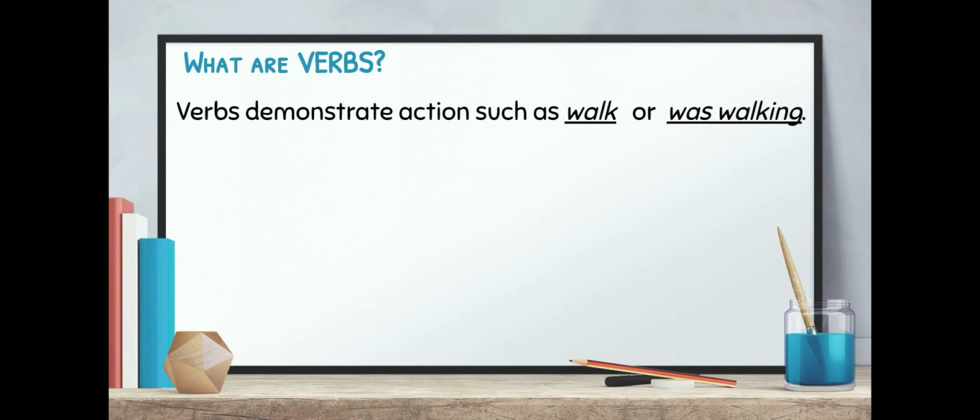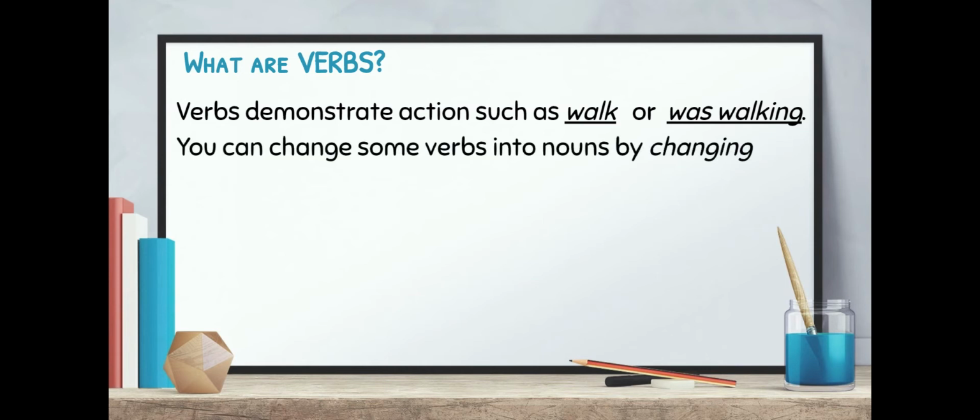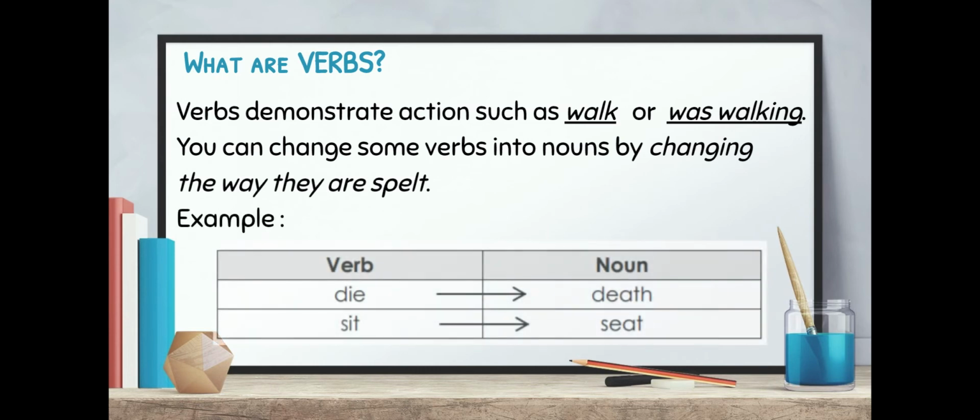What are verbs? They demonstrate action, such as walk or was walking. You can change some verbs into nouns by changing the way they are spelled. Below are some examples.